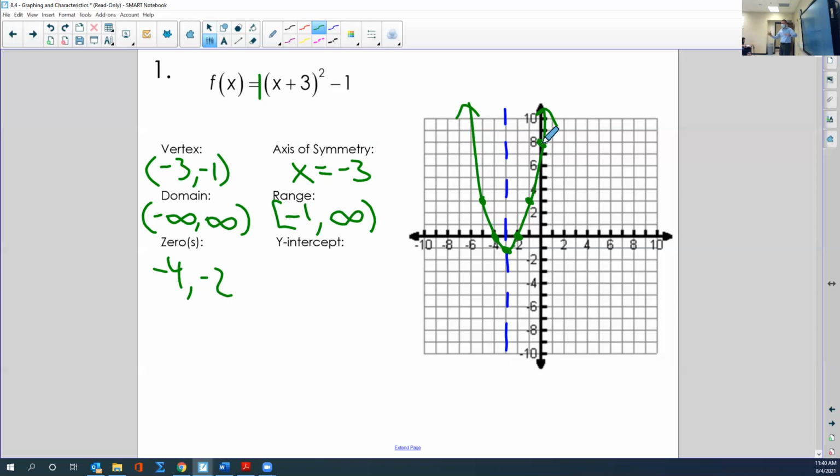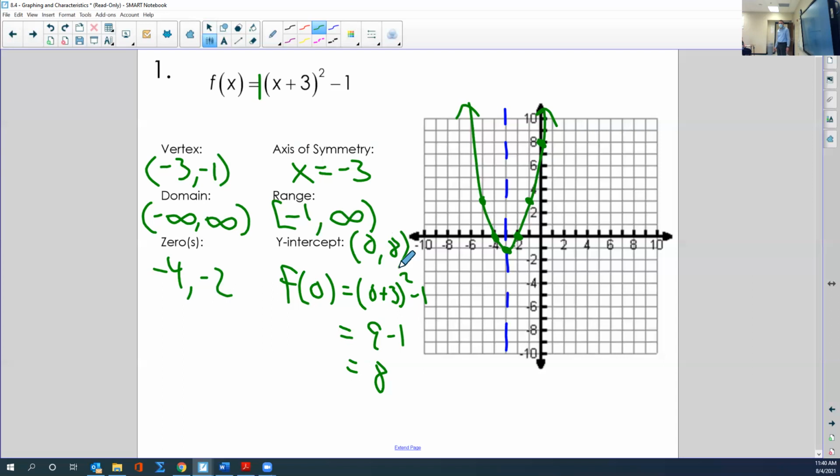X is 0. So we could say that our y-intercept, we can plug in 0 for x, and solve this out to be 9 minus 1, which is 8. And then we need to write it as an ordered pair of 0, 8.